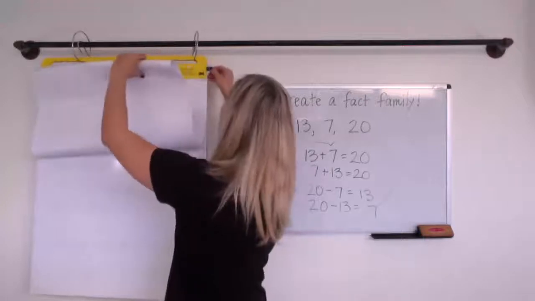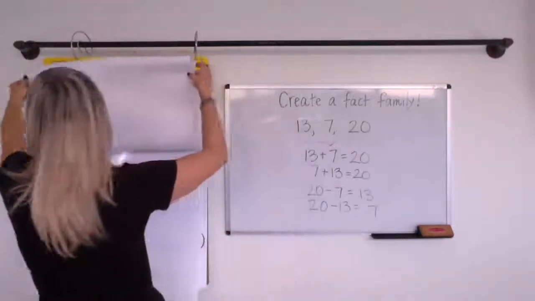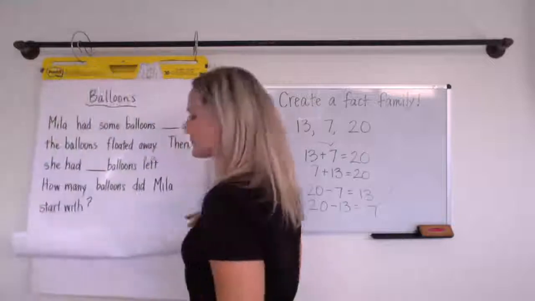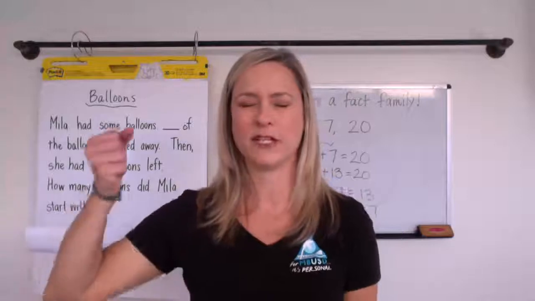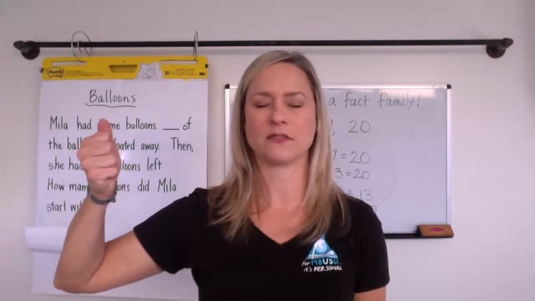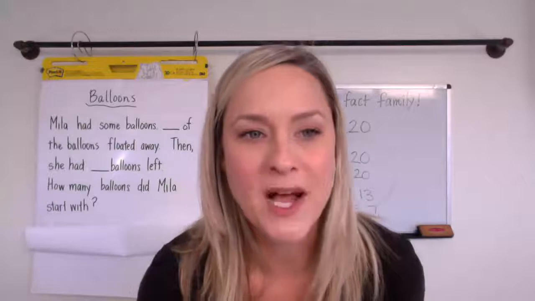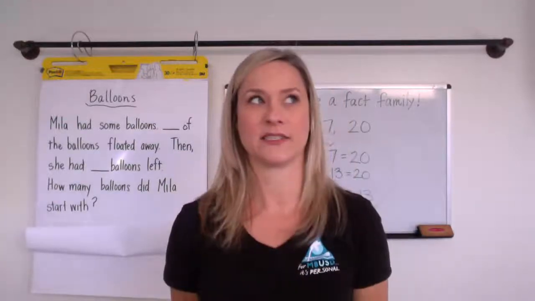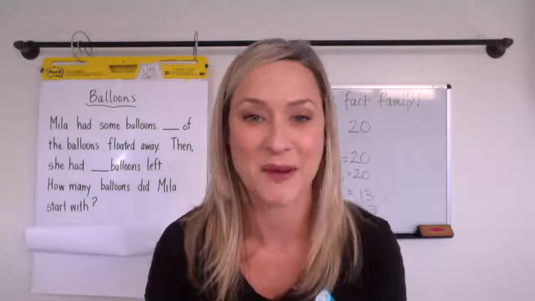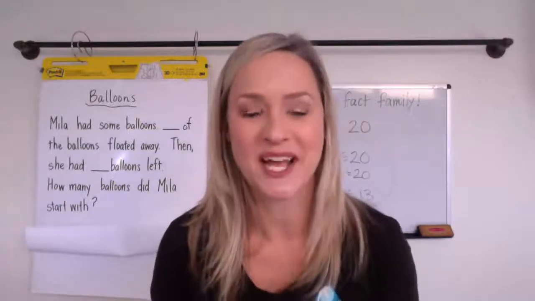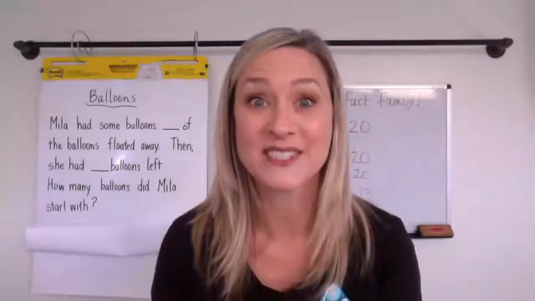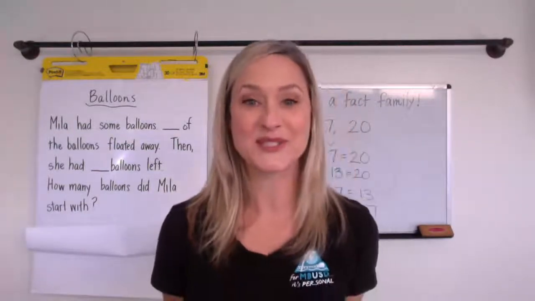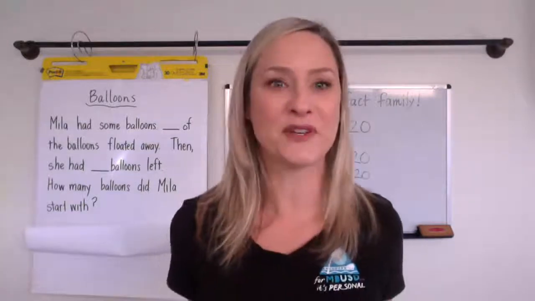Okay, let's take a peek at our story today. We've got a story about balloons. All right, Mila had some balloons. So I want you to imagine Mila standing there holding some balloons. Some of the balloons floated away. Well, I can definitely imagine that. That's happened to me before. Then she had some balloons left. How many balloons did Mila start with? We have to find her starting number before those balloons flew away, right?